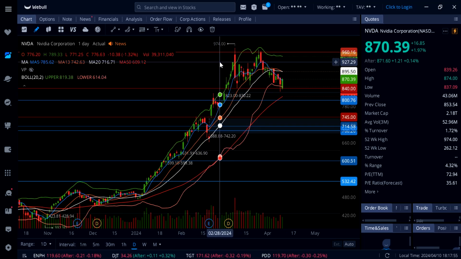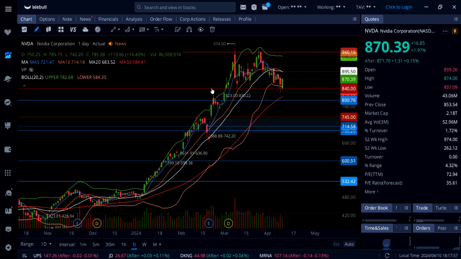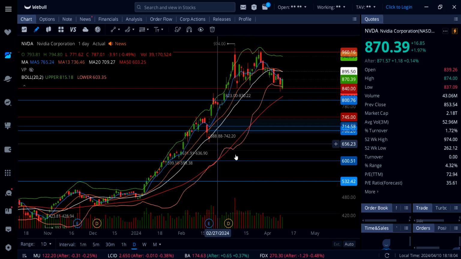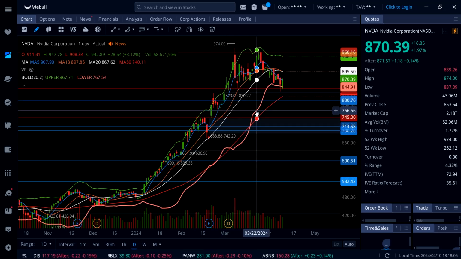So far, why is this thing not coming down and still going up? Well, that is the reason Nvidia can move like that. The second thing is this technical, the Bollinger Band here on the bottom, sitting at 844, again coming down here today.